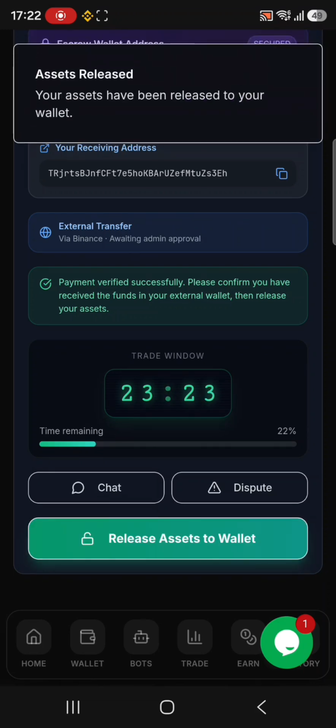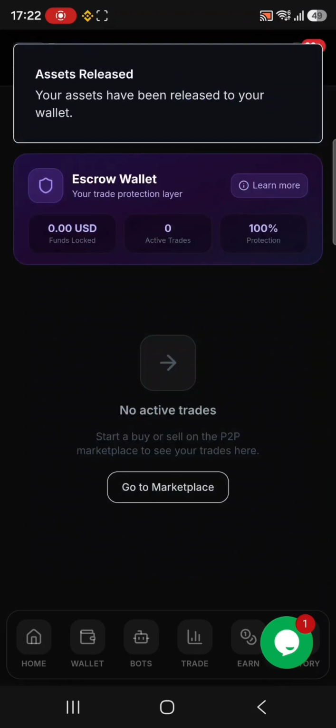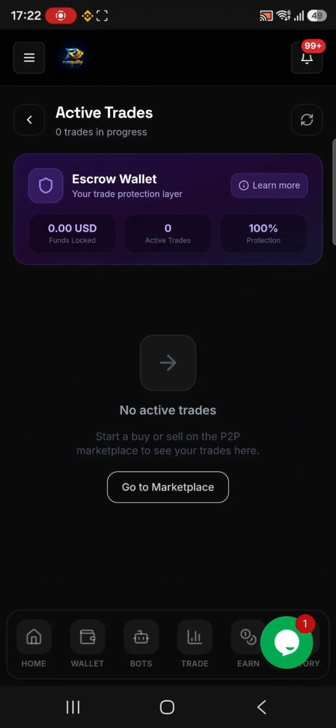So after releasing our assets, that's it. Easy 7.8 USDT profit. That is around 1,000 and something Kenyan shillings. So it is not a bad investment.